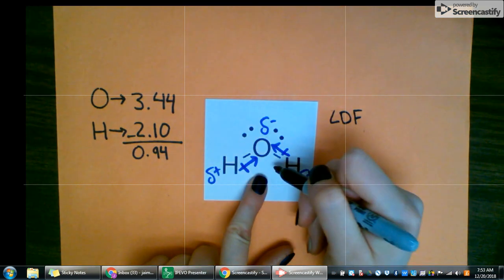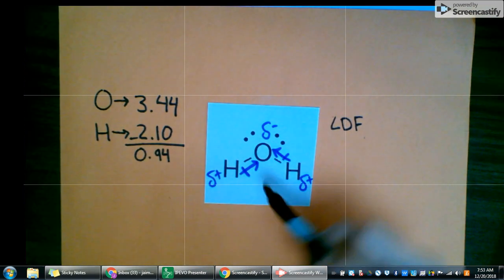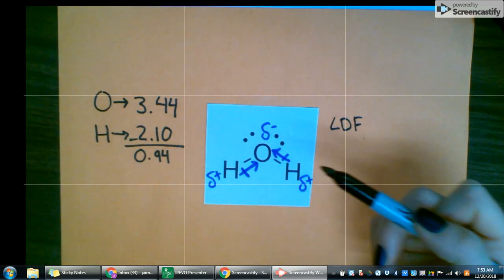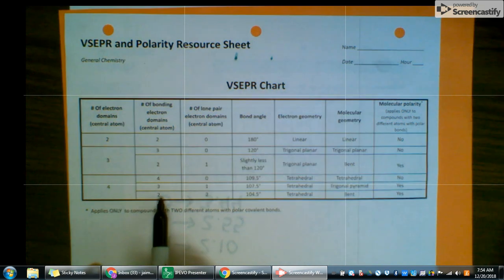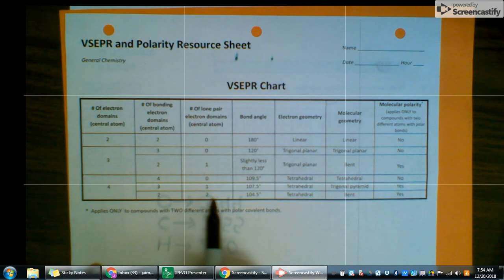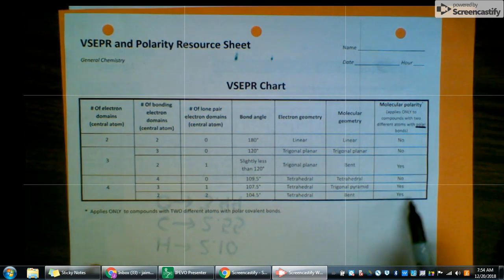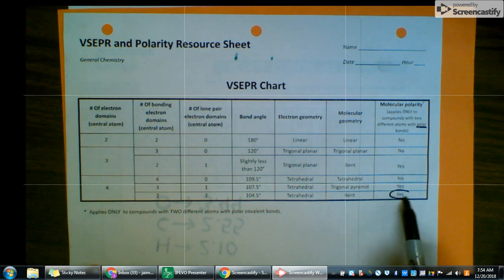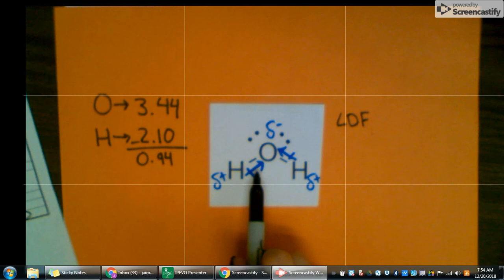We have to figure out if this is a polar bond or a polar molecule. So we know that it's going to be the net sum of all of our bond dipoles, or you could take a look at our VSEPR chart. Water has 2 bonding domains and 2 lone pair domains, and we do have polar bonds. So we can use this last column here to decide whether this molecule is polar or not. And it says here that yes, it should be polar if we have polar bonds, which we do.